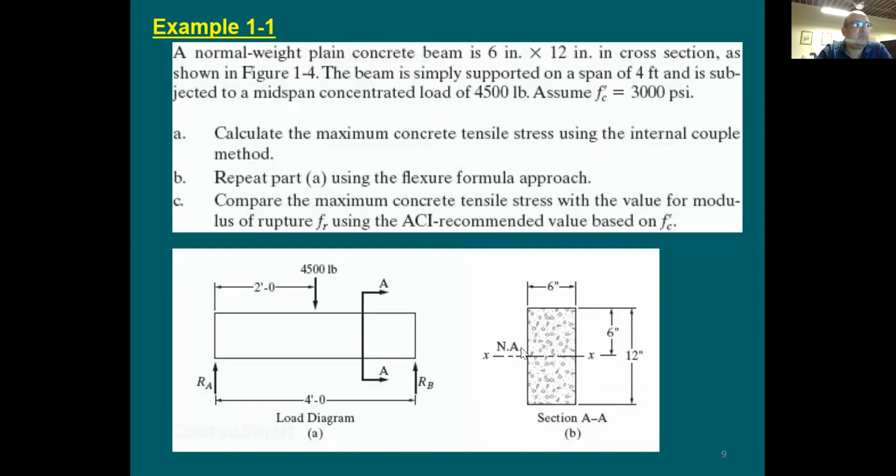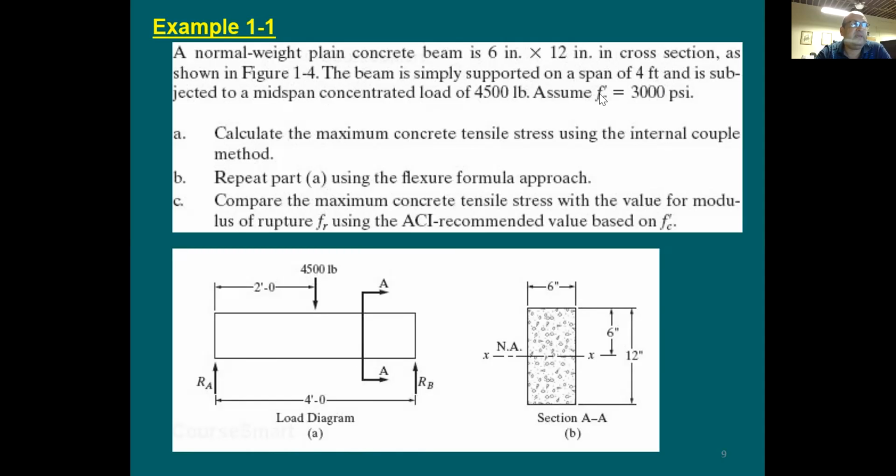The beam is 6 by 12, 6 inches by 12 inches in cross section, as shown in figure 1-4. This gives you the section. The beam is simply supported on a span of 4 feet. Well, 4 feet is very small. This seems to be a test that they are doing here in the lab. So the span is 4 feet, subjected to a mid-span concentrated load of 4,500 pounds.